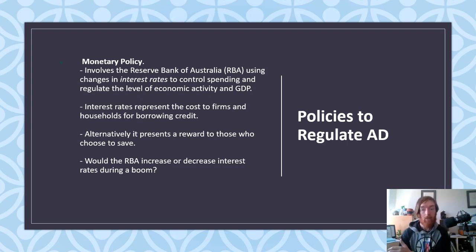Or if you save money with a bank or you invest money in a savings account, you receive interest as a reward for saving. So interest rates represent the cost to firms and households for borrowing credit. For example, at the moment on my home loan, I think we pay about 3.6% interest. That means for every period we pay the amount we owe, we pay 3.6% of that extra in interest. Some people who have credit cards have interest rates of up to 20%. So you could pay back an extra 20% of what you owe in interest each month.